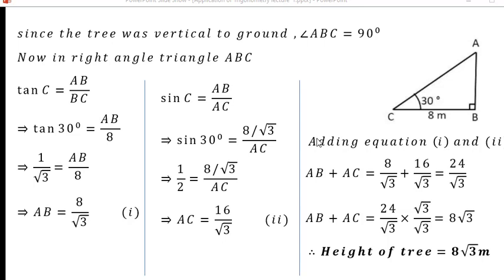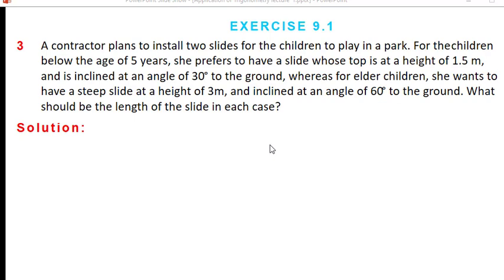Simple question? Yes. So in application of trigonometry, you will find questions are simple. Okay, only you have to analyze the question properly. You have to think what is given. You have to visualize the picture in your mind and then draw the respective triangles. Okay, fine. Now let us move to the third question.